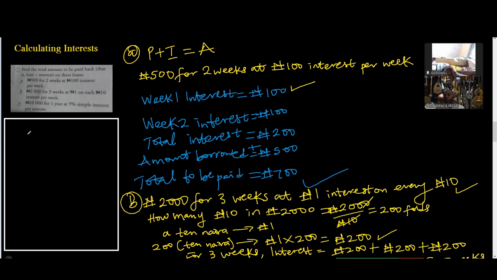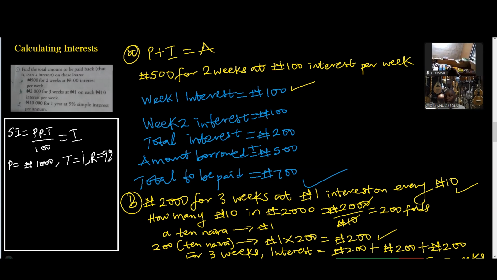So for option C, it says 10,000 naira for 1 year at 9% simple interest per annum. That is per year. So this one, you just simply use the simple interest formula, which is PRT over 100 equals the interest. So it is the interest first we're looking for. Here, principal P is 10,000 naira, according to that third question. Time T is 1 year, and rate R is 9%.